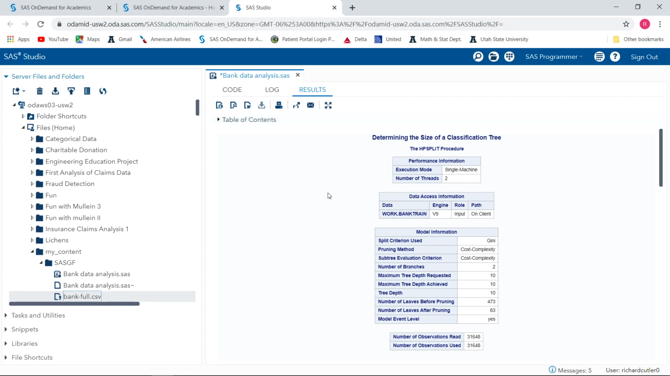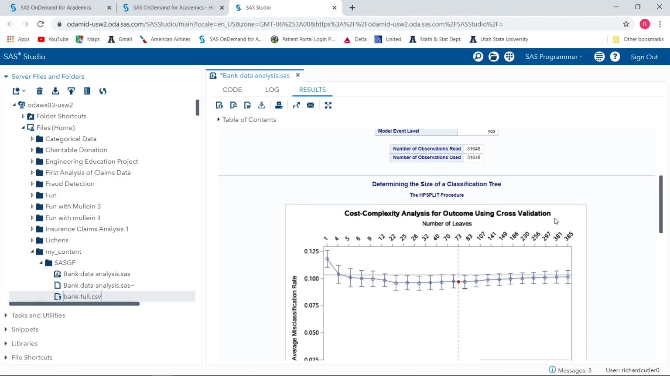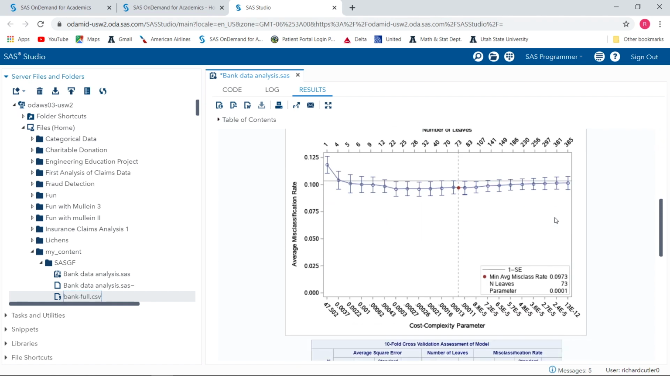Okay, and there it is. So that took a couple of minutes, I think. And here are the results. This is the item that we want to look at, the cost complexity plot. What you see is the minimum average misclassification rate occurs for a tree with 73 terminal nodes or leaves. That's actually a very large tree.